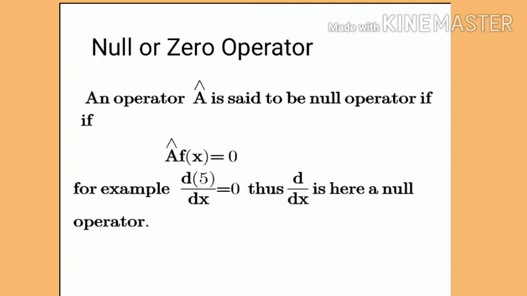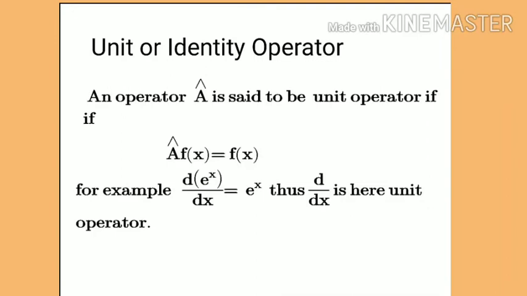For example, differentiation d/dx of pi with respect to x is equal to 0. So we can say that d/dx is here a null operator. Unit or identity operator.